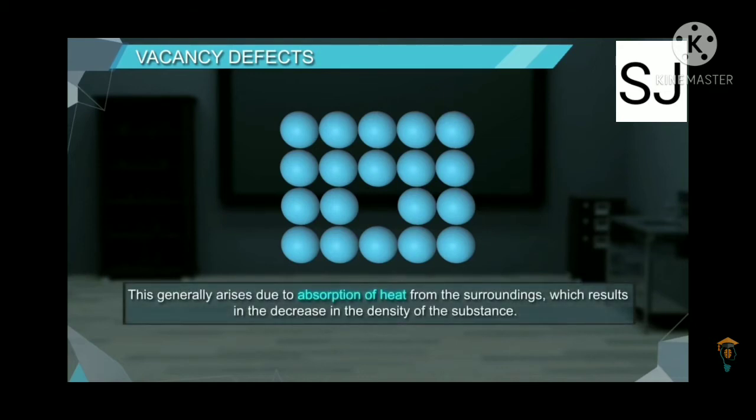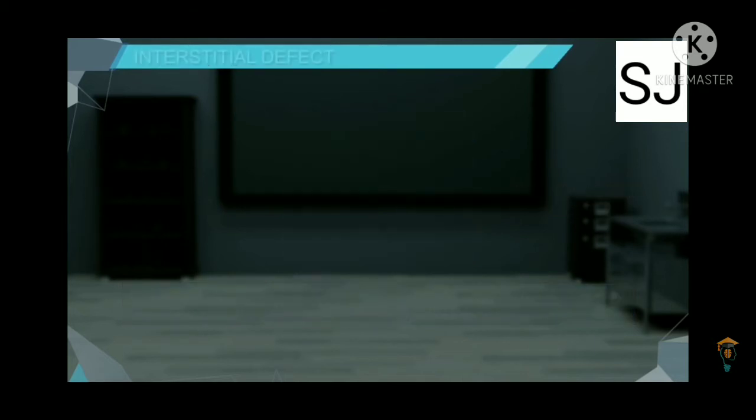This type of defect usually occurs due to absorption of heat from the surroundings, and which results in a decrease in the density of the substance. So the characteristic of this defect is that a decrease in the density of the substance is observed.